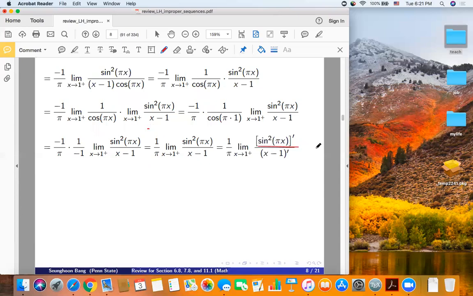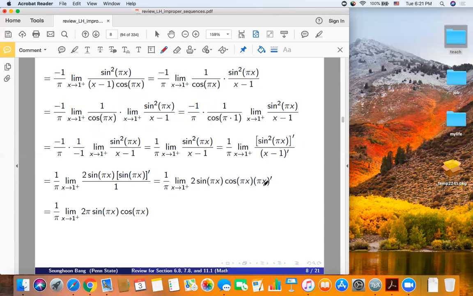The derivative of sine 2 pi x, you have to use the chain rule twice. 2 times sine pi x times the derivative of sine pi x, and the derivative of x minus 1 is just 1. The 1 over pi limit, sine pi x cosine pi x times the derivative of pi x, which is exactly pi. So this is 2 times pi here. The remaining things, sine pi x cosine pi x, are here.